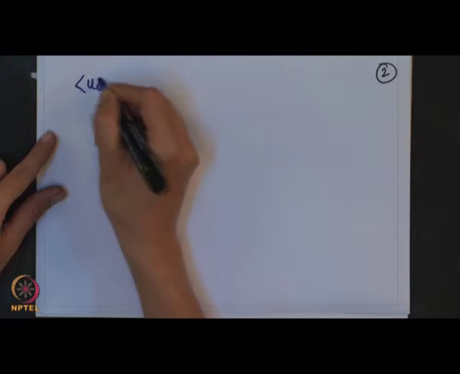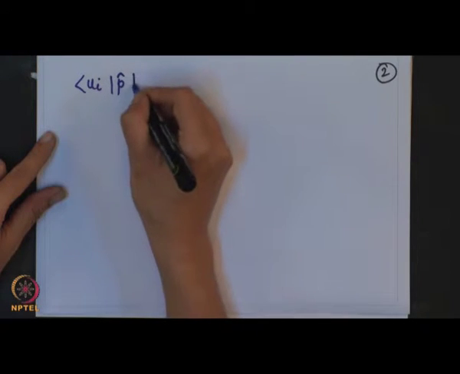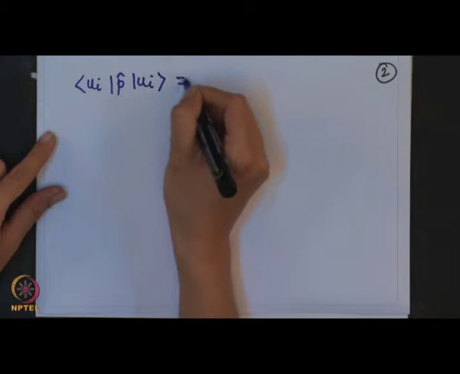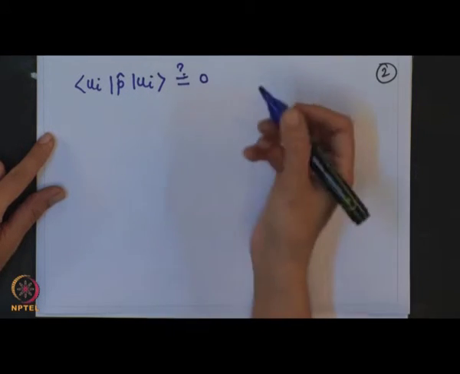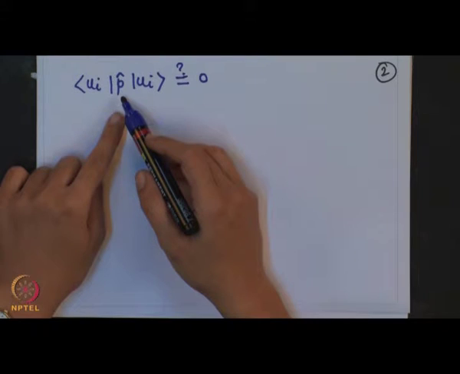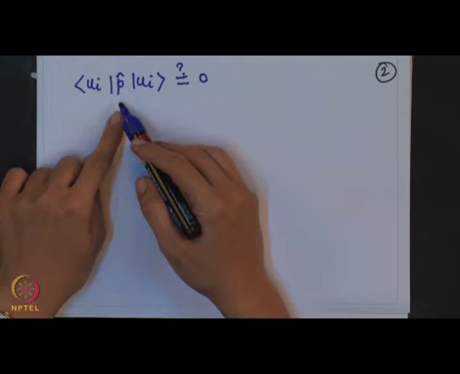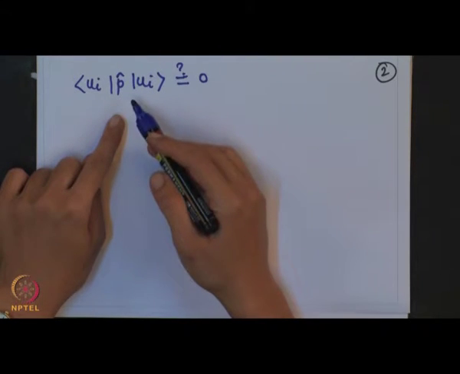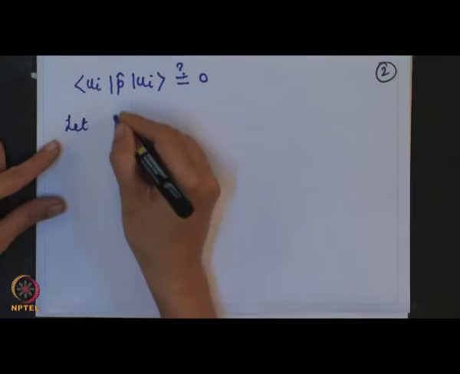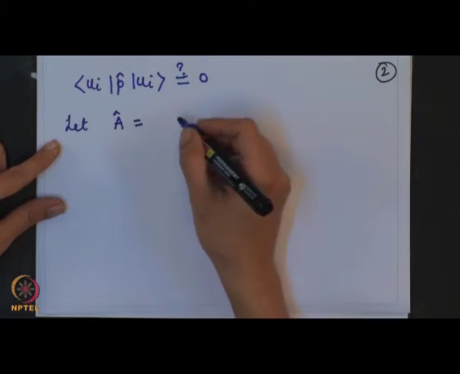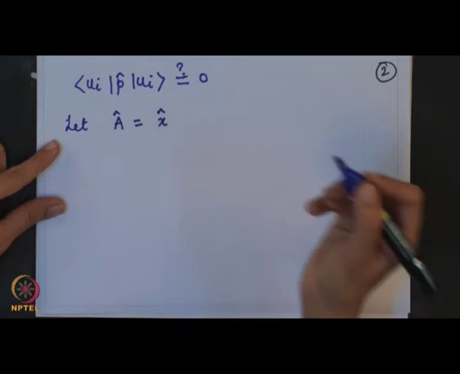The next part is that we have to calculate the quantity ui p ui, that is, the mean momentum. Now, this quantity you will obtain by doing some algebra. You have to use the previous result to obtain this result. So, let us start: let operator A be x. Let us try this.